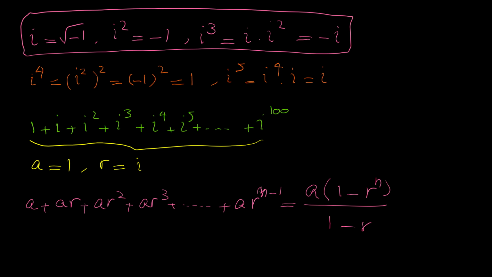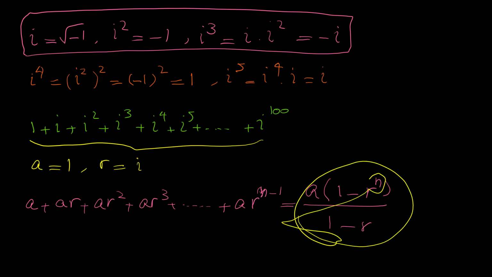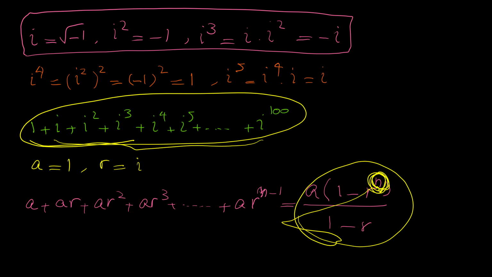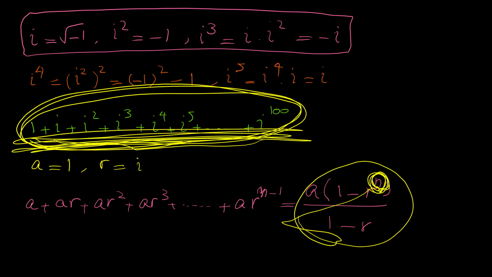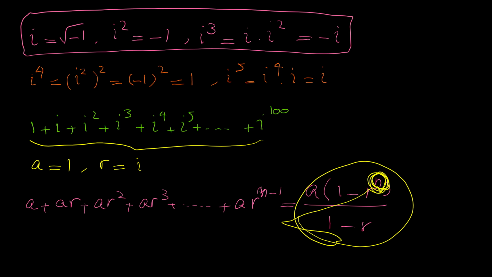The only thing that we have to figure out to use this formula is n. N here is the number of the terms in the geometric series. How many terms do we have in total in this geometric series? As we talked about before, here we have 101 terms in this geometric series.